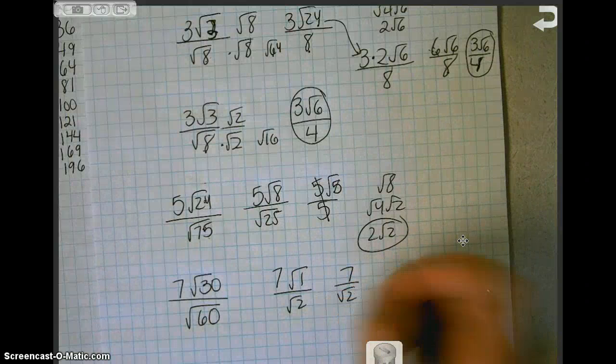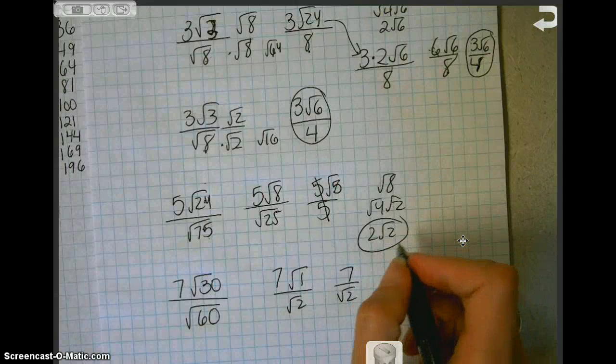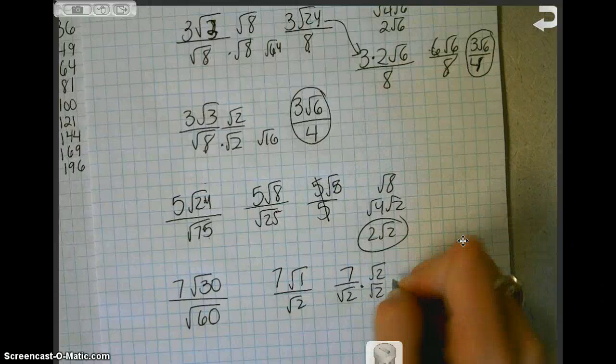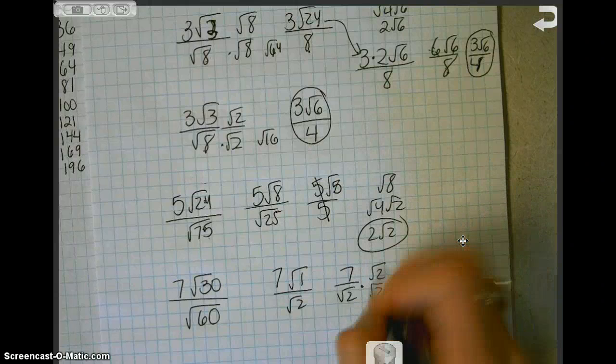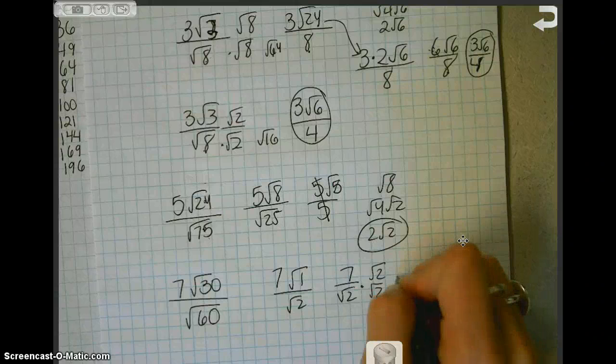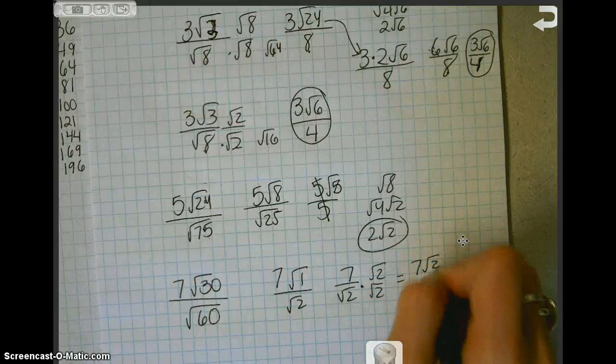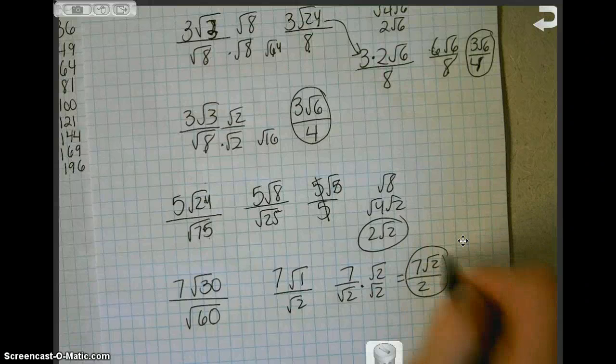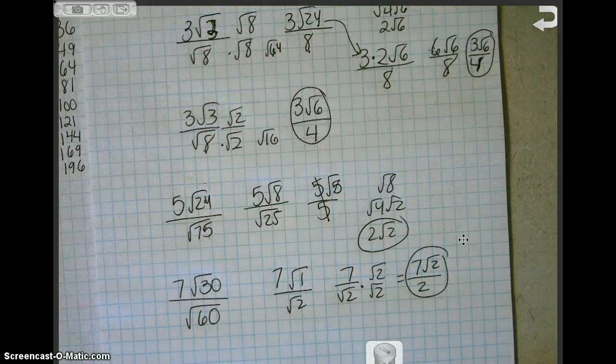That's true, but you can't leave a radical in the denominator. And so multiplying the top and bottom by the radical you see in the denominator is the best way to go. You get 7 square root of 2 over the square root of 4, which is 2. Again, look to see if the number factors will reduce, and that will be my answer. All right, that sounds fantastic.